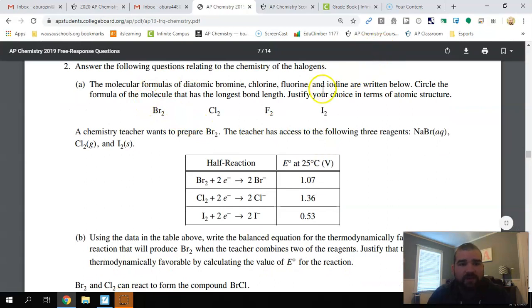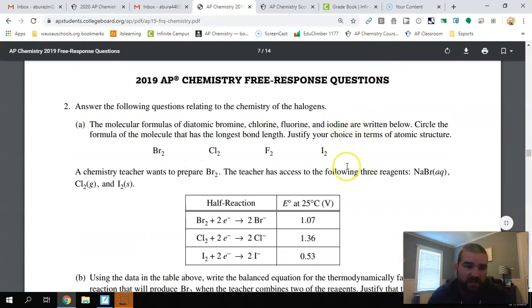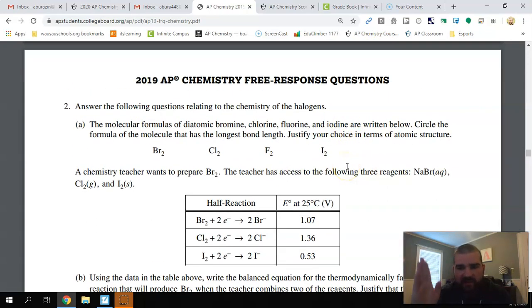All right, answer the following questions relating to the chemistry of halogens. And halogens, again, are the 17th column on the periodic table. So, you know, fluorine, chlorine, bromine, iodine. A, the molecular formulas of diatomic bromine, chlorine, fluorine, and iodine are written below. Circle the formula of the molecule with the longest bond length. Justify your choice.